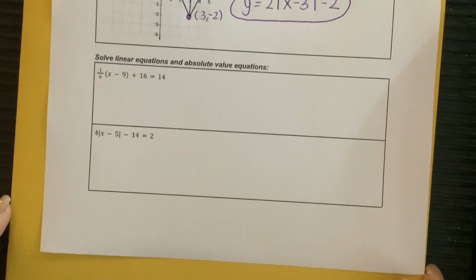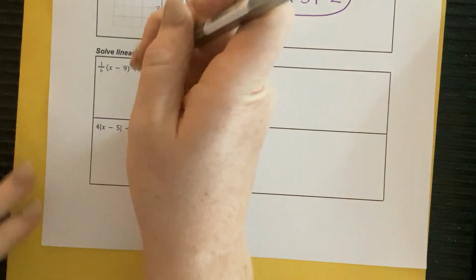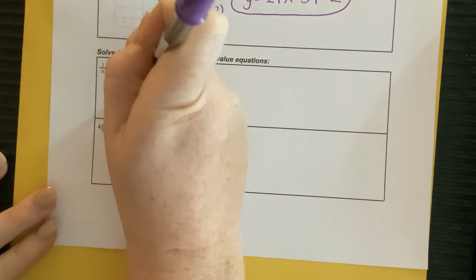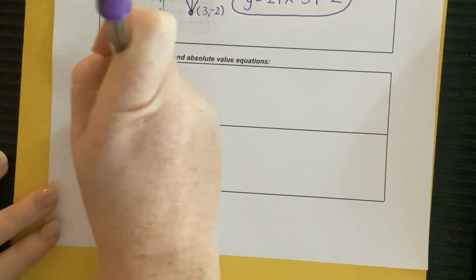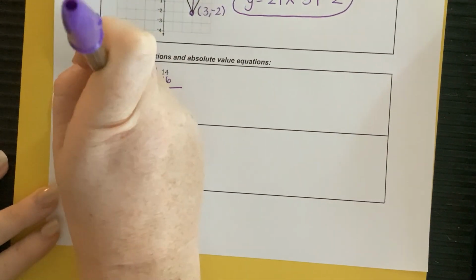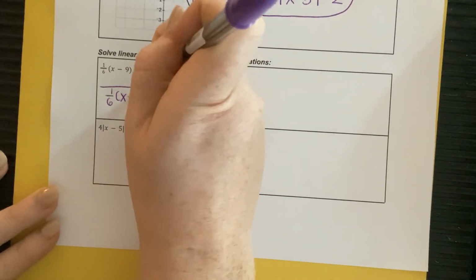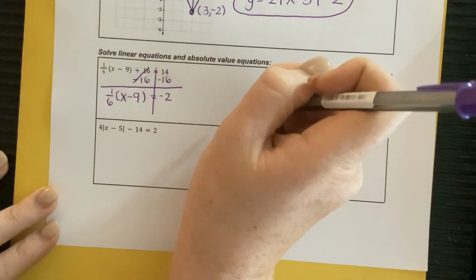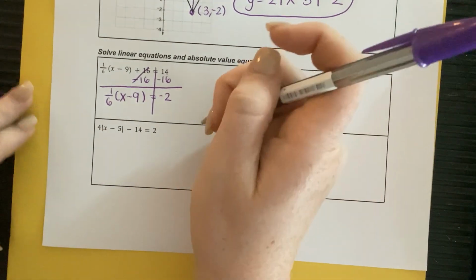Now we're going to get into solving linear equations and absolute value equations. So linear equations, this is like major review of Algebra 1. You can go about it a couple different ways. On this one, if I started by subtracting 16, these are going to cancel, and I'm going to have 1/6 x minus 9 is equal to 14 minus 16, which is -2. I could then decide to distribute, or if I don't want to distribute, I could just get rid of this by multiplying by 6 over 1.